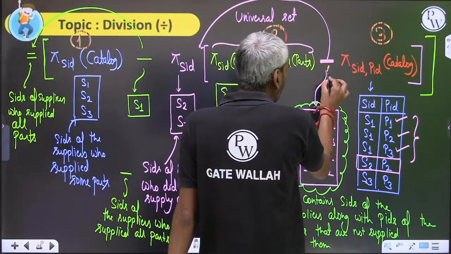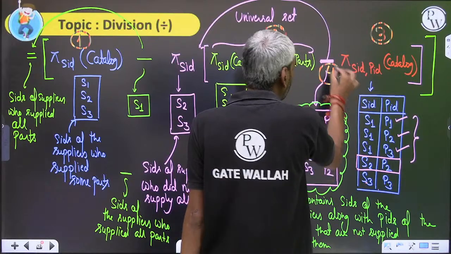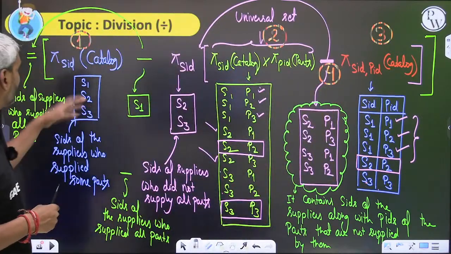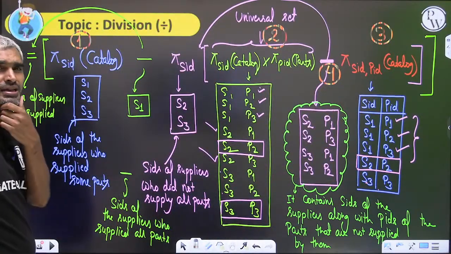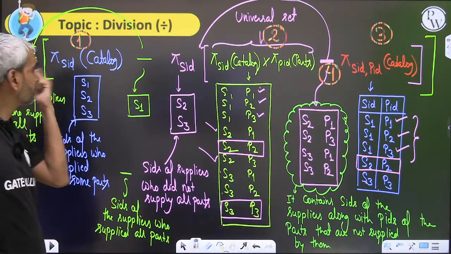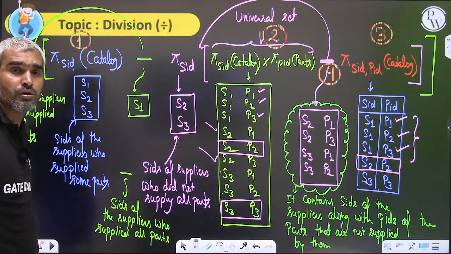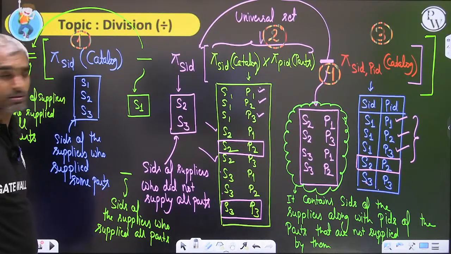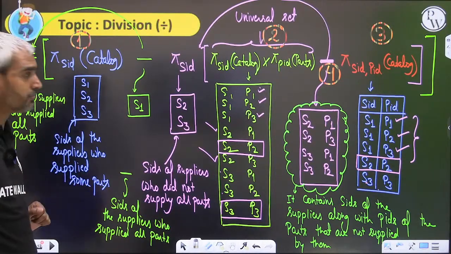Then you will obtain the result of this subtraction. So you'll see, okay, these are some SIDs. These are SIDs present in the catalog table. That is, these are the SIDs of the suppliers who have supplied some parts. So it's okay. These are the SIDs of the suppliers who have supplied some parts.